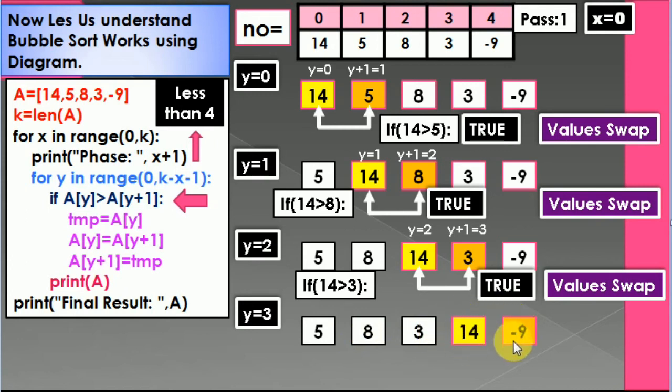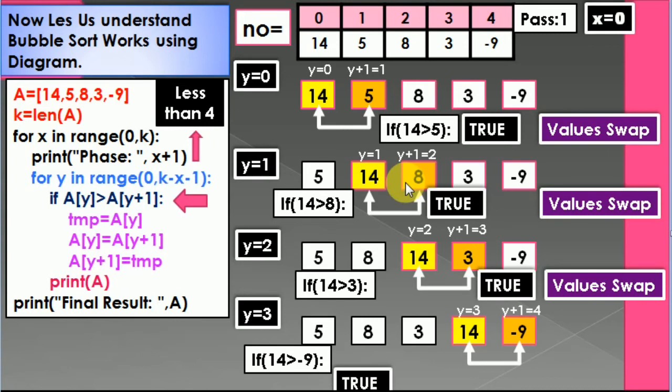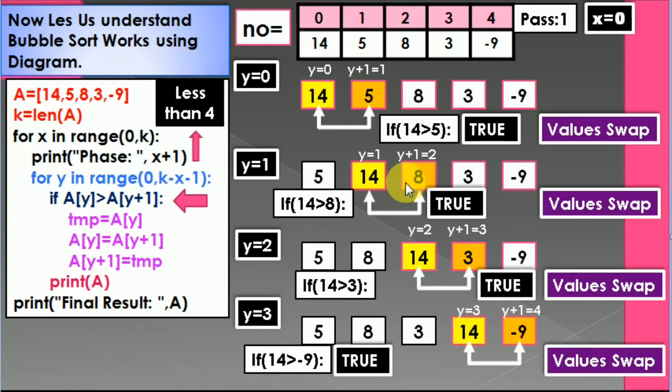Now how many values are left? Where is y sitting now? 0, 1, 2, 3. If y is 3, then y plus 1 is 4. It means now 14 is going to be checked with minus 9. Is the value of 14 greater than minus 9? It says true. When it is true, then the values are swapped again. Now this pass is finished.